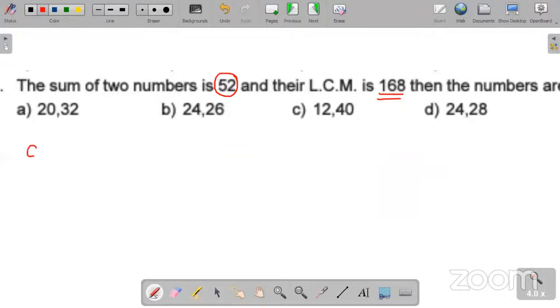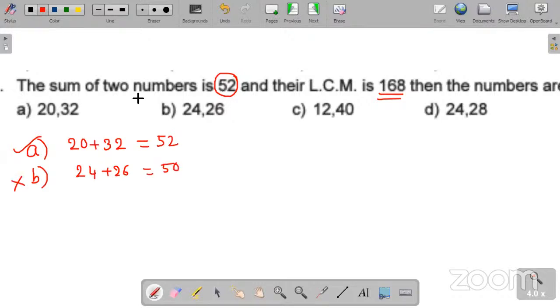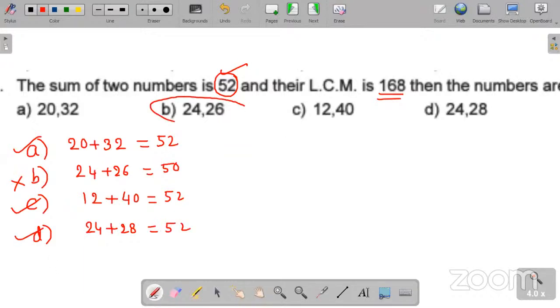That means first check the sum. A: 20 plus 32, yes, 52 you will be getting. A is also a right answer so far. Go to B: 24 plus 26, you will be getting 50. No, it's wrong, because the sum should be 52. Go to C: 12 plus 40, which is equal to 52. Yes, it's also correct. Go to D: 24 plus 28, you will be getting 52. This is also correct. Only one option has been eliminated. Either A, C or D we need to select.